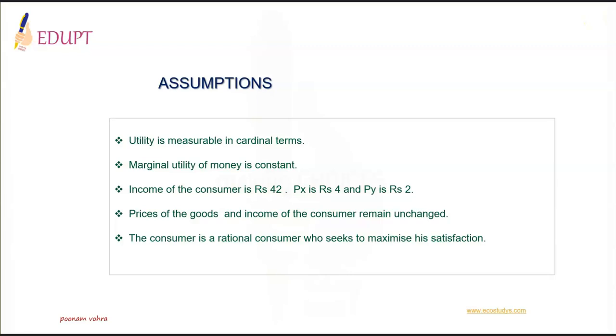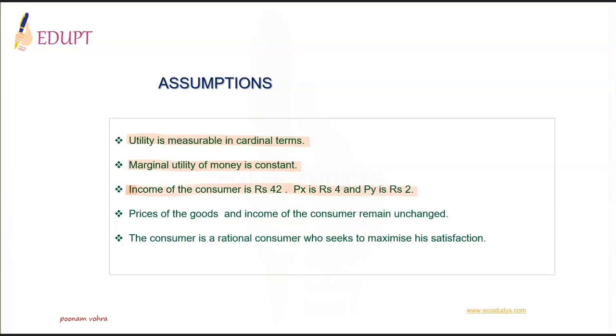In order to understand the consumer's equilibrium, when two commodities are consumed by the consumer, certain assumptions are made. First such assumption is utility is measured in cardinal terms. Then marginal utility of money remains constant.